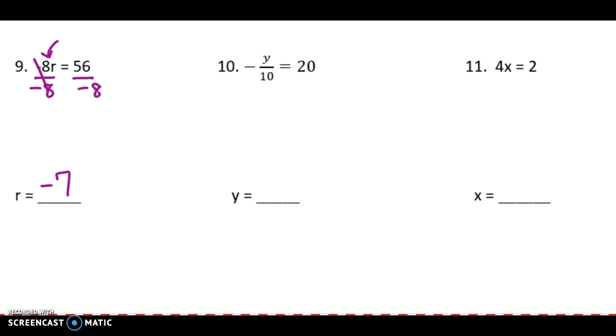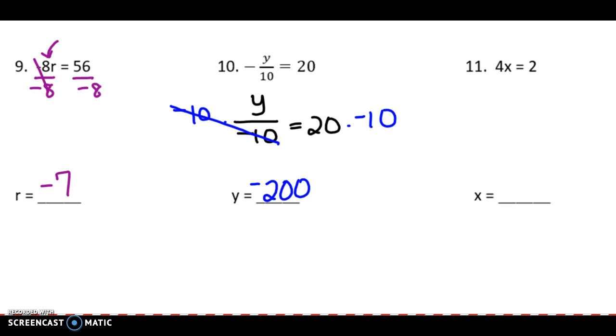Number 10. That negative out in front of that fraction, I'm going to put it with the 10. So that way the y is already positive. Y divided by negative 10 equals 20. Opposite of divide by negative 10 is multiply by negative 10. That cross cancels. Y is by itself. 20 times negative 10 is negative 200.